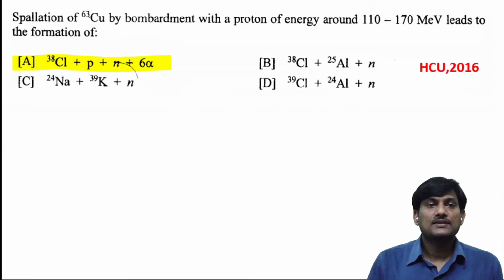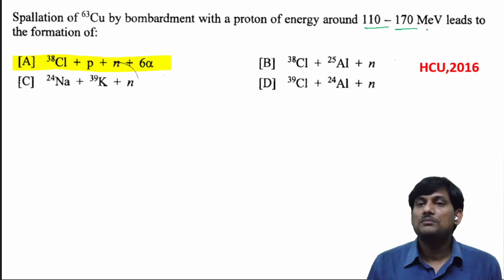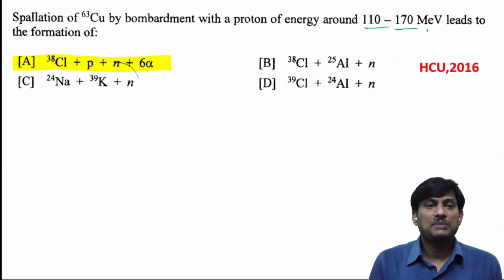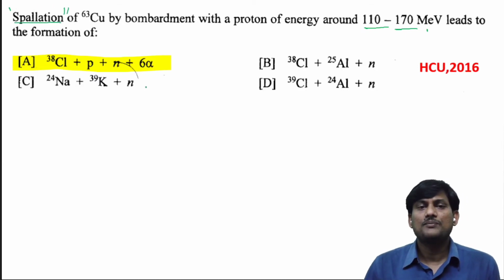Spallation of 63 copper by bombardment with a proton of energy around 110 to 170 million electron volt, very huge energy, leads to formation of. Here the hint is spallation. In nuclear chemistry, in a spallation reaction, you will get nuclei with a lower atomic number and atomic mass. Along with the nuclei, you will find a larger number of smaller particles.